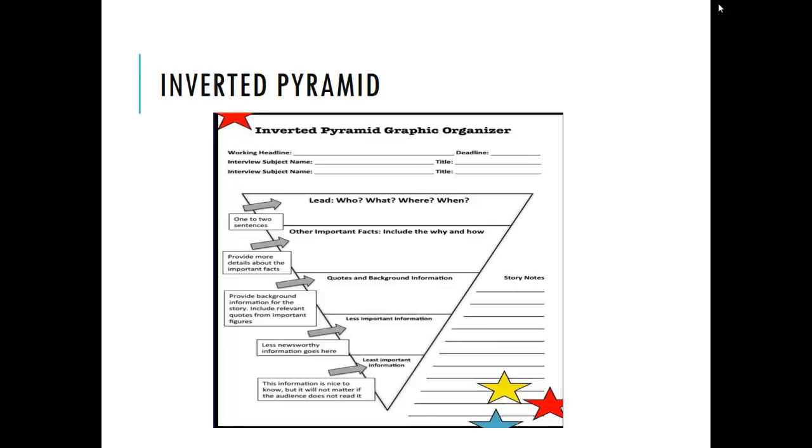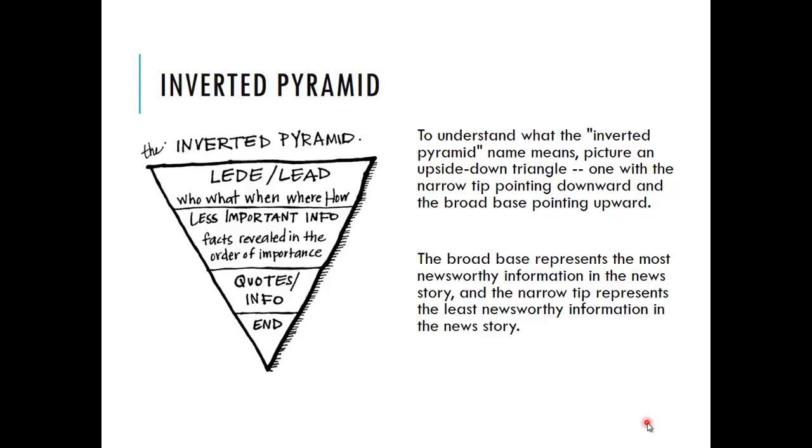And what an inverted pyramid is, it's a basic structure for telling the news as fast as possible, in the most concise manner possible, by giving as much information as possible. This is a graphic that we're going to use a lot in class, and it's also located in the It's Learning folder, and it's aptly called Inverted Pyramid Graphic Organizer. Pretty catchy. So imagine an upside down triangle, or an inverted triangle, I guess you could say, and that's the basic structure that we're going to be using throughout this exercise and this activity.